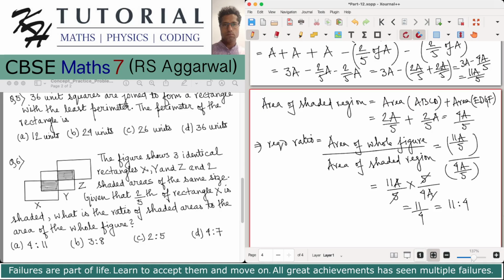Why is it coming 11? The choice is given as 4 is to 11. What is the ratio of shaded areas to the area of the whole figure? I have found the area of the whole figure divided by the area of the shaded region. So if the area of the whole figure divided by the area of the shaded region is equal to 11/4, then definitely the ratio of the shaded region to the whole figure will be 4:11. So the correct choice is A. A is the correct choice.